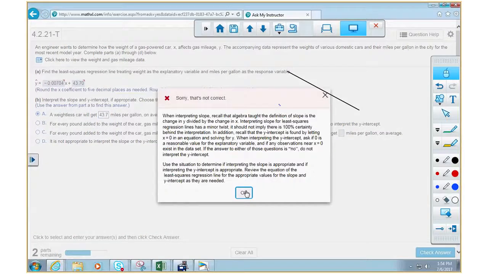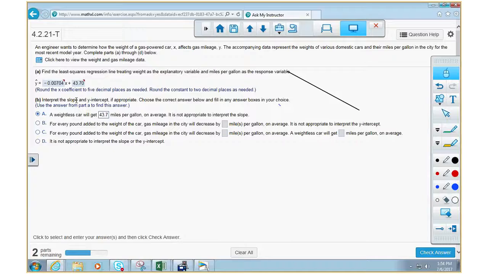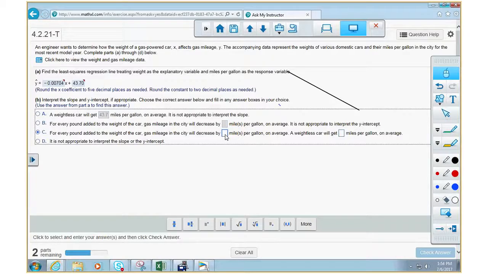Interpret the slope and y-intercept if appropriate. Choose the correct answer. Well, if you plug in 0 for x, you get 43.7, so I don't know why that's wrong. For every pound added, it will decrease by 0.007. A weightless car will get 43.7. They just combined the questions. That's all they did.